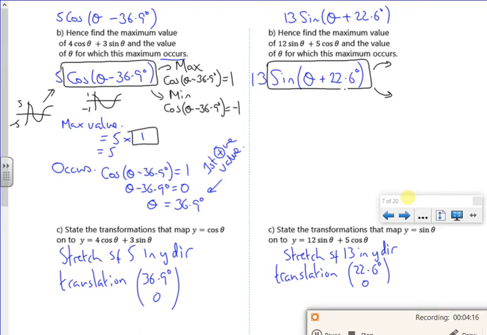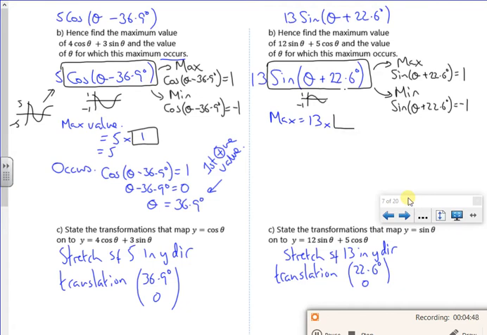Right, so same idea with sine graph. I know that the sine graph bounces between plus or minus 1. So at its max, the box, the black box, sine of theta plus 22.6 degrees is equal to 1. And for the minimum, sine of theta plus 22.6 degrees is equal to minus 1. So my max value is just 13 times by whatever's in the black box, which is 1. So it's equal to 13, my max value.